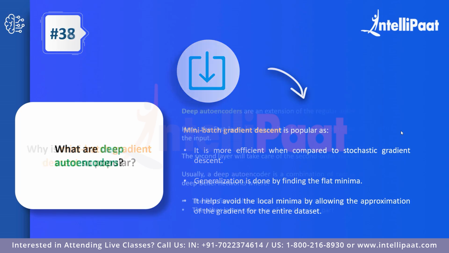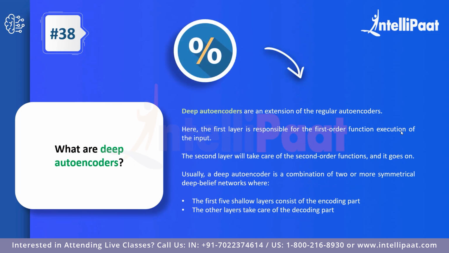Now with this, we can check out the 38th question that states, what are deep autoencoders? So we checked out regular autoencoders. So what are deep autoencoders? Deep autoencoders are actually an extension of the regular autoencoders that we just checked out before. So here the difference lies where the first layer is actually responsible for what we call the first order function of the input. And if you have a second layer, then the second layer will take care of what we call second order functions. Third layer will have third order functions. Fourth layer will have fourth order functions, and so on. So it goes on like that.